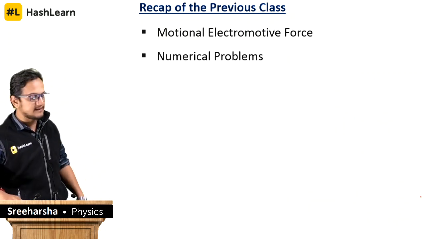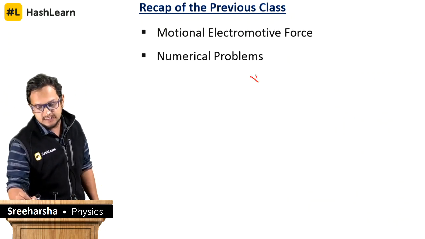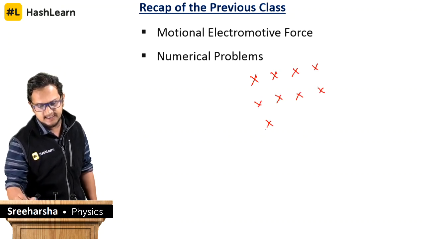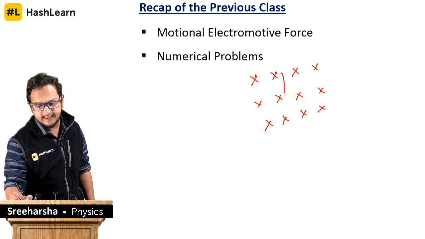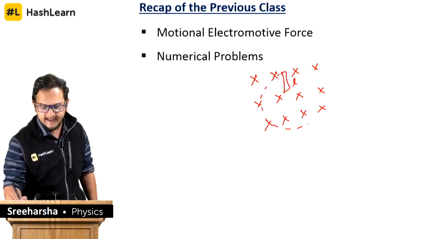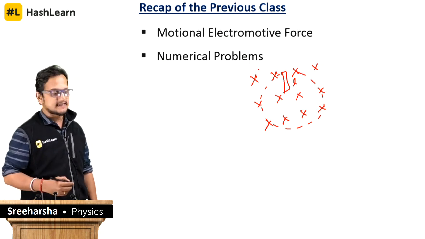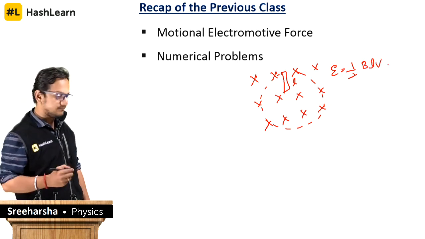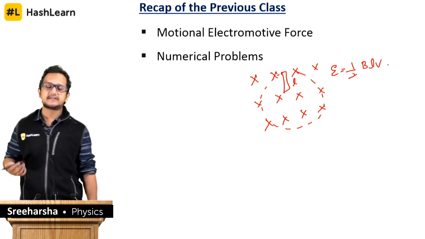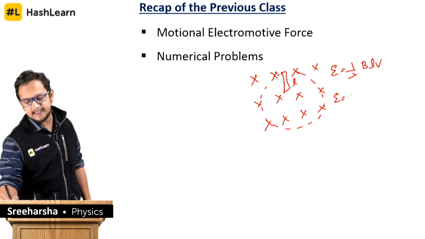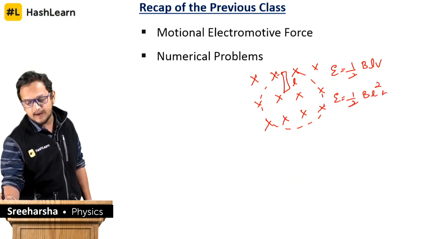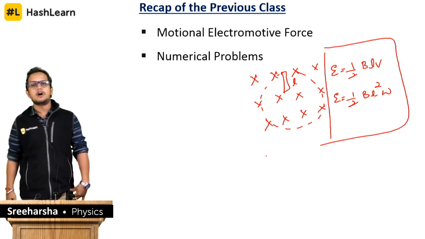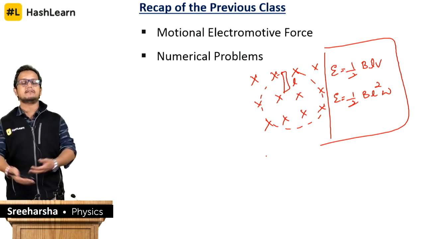Besides this, we also discussed another condition, when we have a magnetic field in the same direction, and a conducting rod of length L which is making a circle. Then the EMF is given by E equals half BLV due to the rotation, which is also given by E equals half BL squared omega, where omega is the angular velocity and V is the linear velocity.